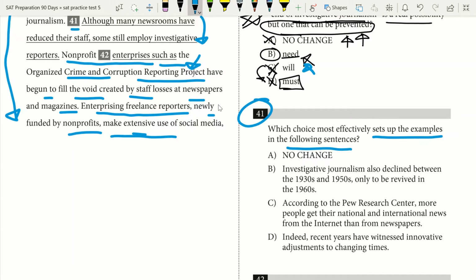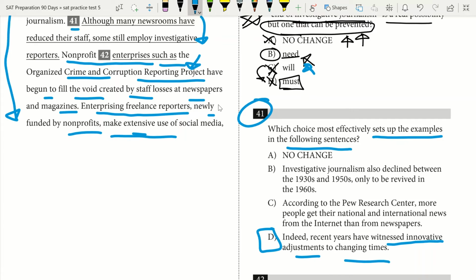In the past, we know that investigative journalism was largely done through print media. Now we see that this increase in technology in these changing times, right? Recent years have witnessed innovative adjustments to changing times, right? We have new forms of investigative journalism headed by nonprofits, headed by social media, enterprising freelance reporters. Okay, so our correct answer for 41 then would be D.